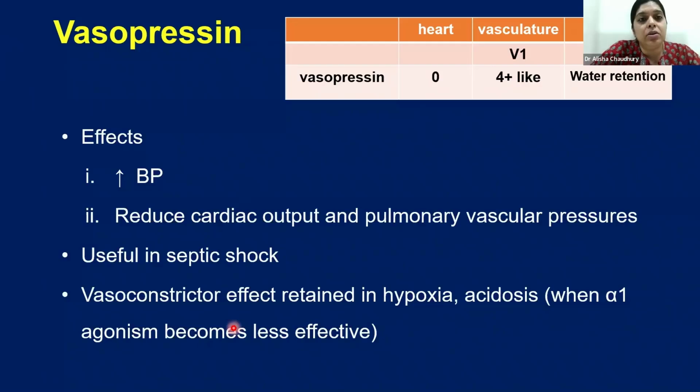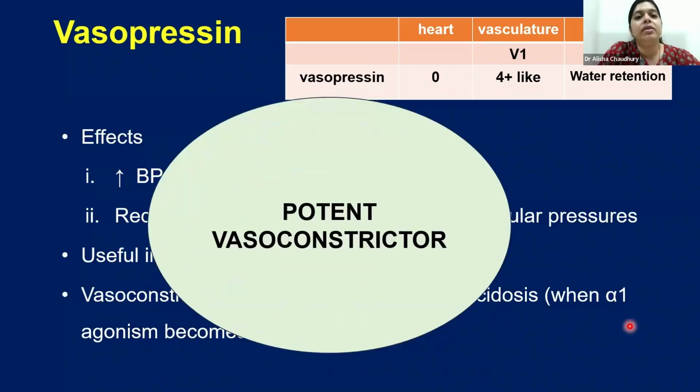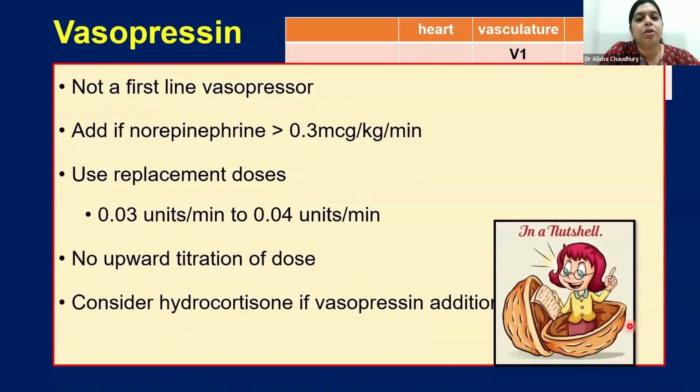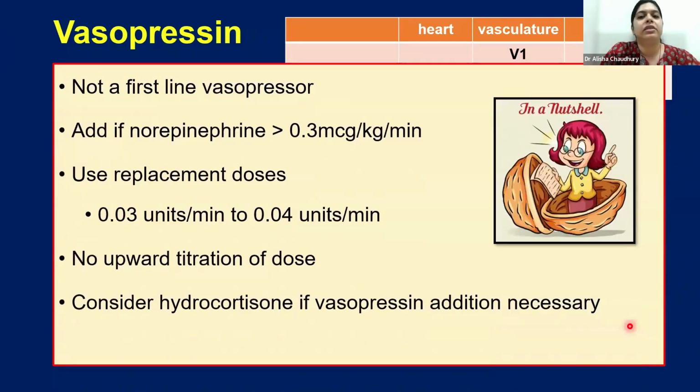Now, the good thing about vasopressin is, even in cases of hypoxia and acidosis, where your alpha-1 receptor also might become less active, even then your vasoconstrictor effect will be retained. That is why vasopressin is considered the most potent vasoconstrictor. So, in a nutshell, if I talk about vasopressin, it is not a first-line vasopressor.